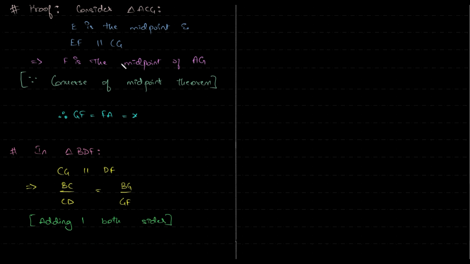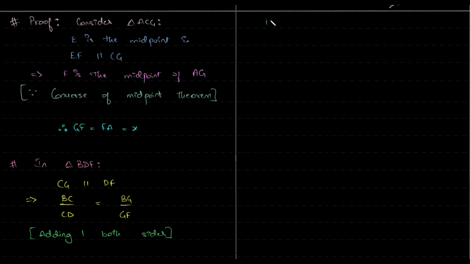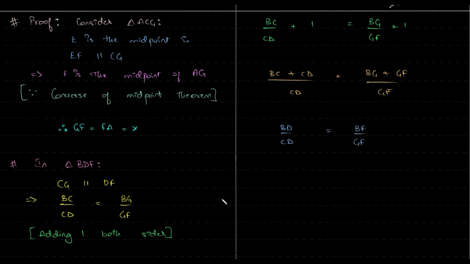And so we have BC by CD plus 1 is equal to BG by GF plus 1. And so we have the LCM, CD and GF. And so this is nothing but BD by CD, which is equal to BF by GF. Okay, and we are almost there.